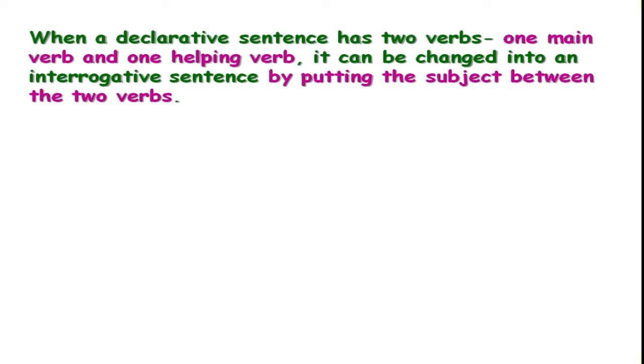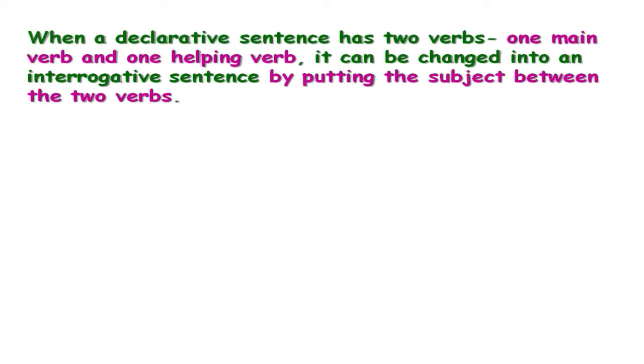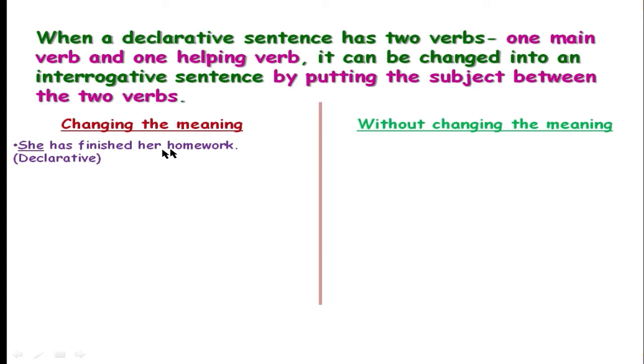when a declarative sentence has two verbs, one main verb and one helping verb, it can be changed into an interrogative sentence by putting the subject between the two verbs. To make it more clear, let's look further. As I have taught you that there are two ways of changing the sentences. One while changing the meaning and the other without changing the meaning. Let's look at an example. She has finished her homework. Now here you can see there are two verbs, has, finished. Has is helping verb and finished is my main verb.